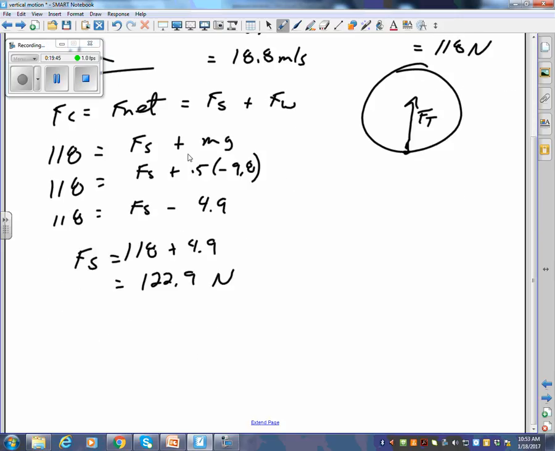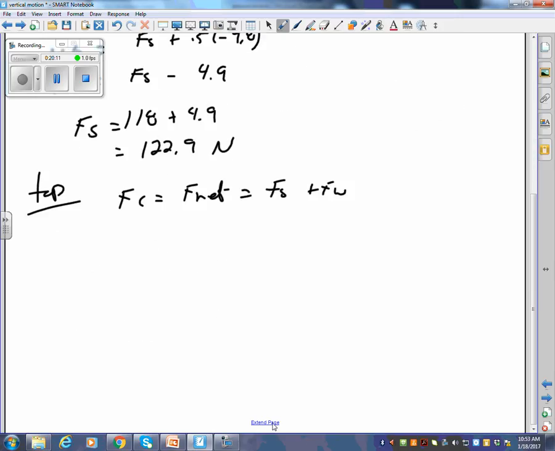So how would we do it at the top? What would it look like at the top? Would it be much different? Is the first step still true? This is still true. But that centripetal force, I asked Hannah what direction it was at the bottom. Now the 118 is in fact negative. It's down. And that is our net force. And we're solving for the string force, and our weight force is still mass times gravity.